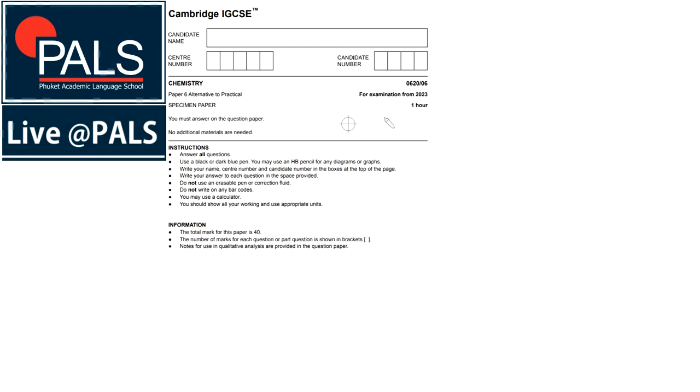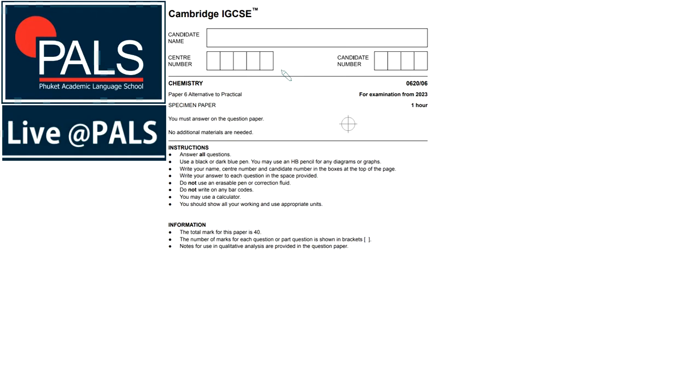Today we will go over a chemistry IGCSE paper. Specifically, we'll be looking at the specimen paper from 2023, the alternative to practical paper, paper 6. Just a quick word in the beginning for the new syllabus that starts in 2023. I'm of the opinion that this paper has gotten quite a bit easier.